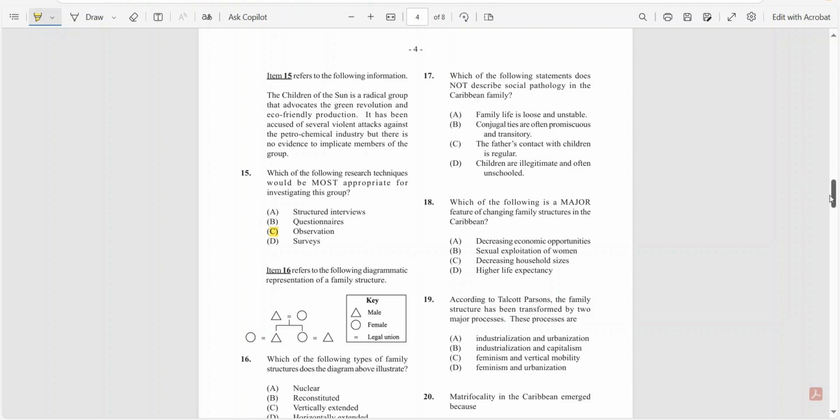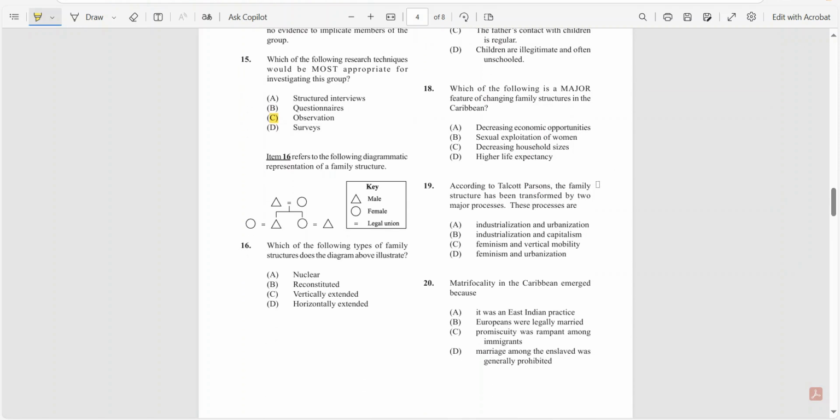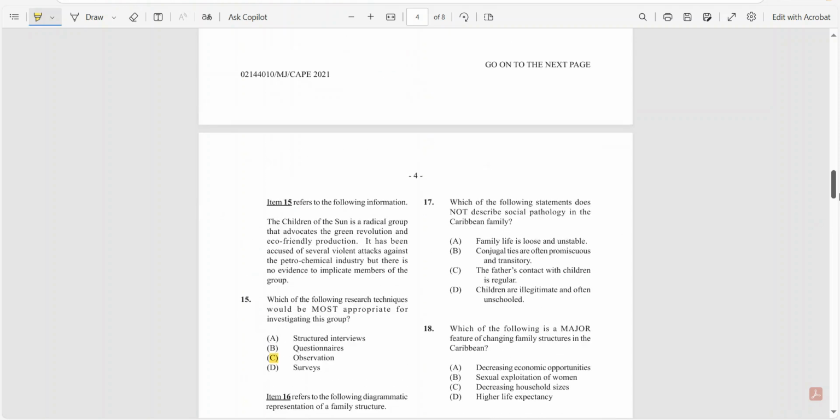Item 16 refers to the following diagrammatic representation of a family structure. So here we have a male and a female, they get married. They have two children, a boy and a girl. And these persons, they get married also. So the girl got married to a man and the man got married to a female. If these persons who were married to the children did not exist, this family would have been a nuclear family. But because these persons exist, we see that the family has expanded, or there's an extension to the family. And the extension is going in a horizontal way. And that is why it is a horizontally extended family.